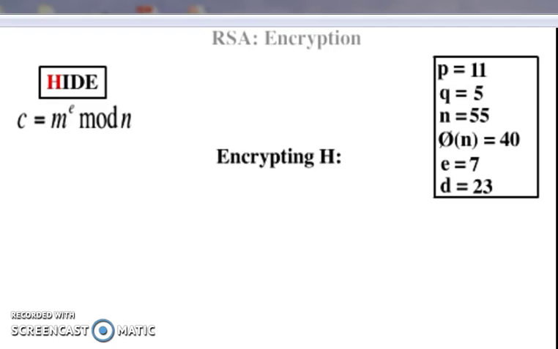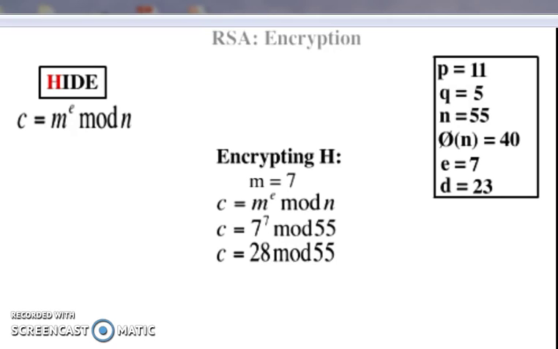Encrypting H. The numerical representation for H is 7. C equals m to the power of e modulo n. M equals 7, E equals 7, N equals 55. So C equals 7 to the power of 7 modulo 55. C equals 28 modulo 55. This is our first ciphertext, 28.